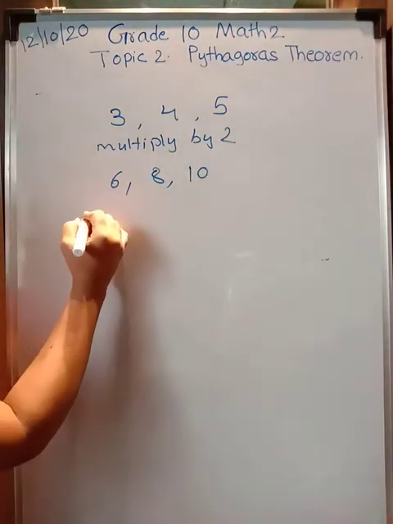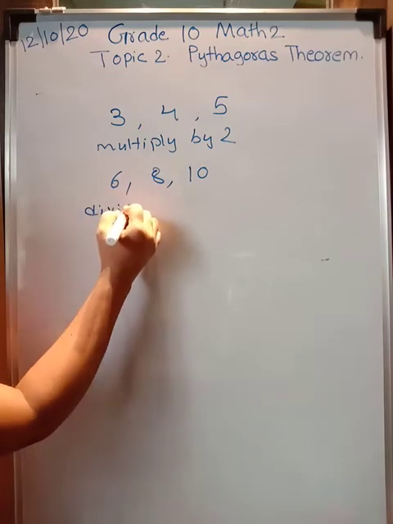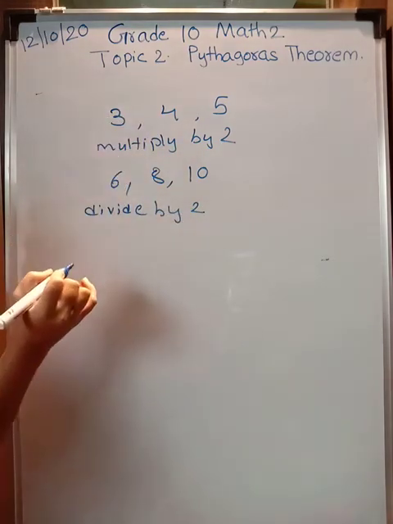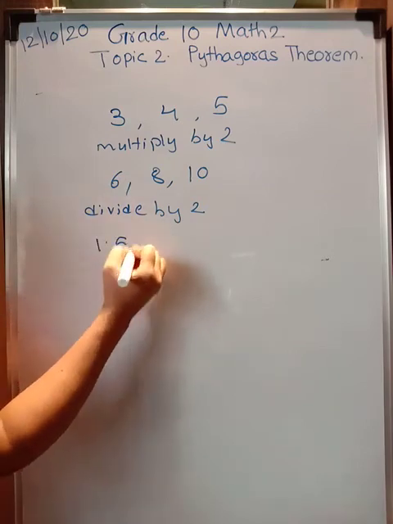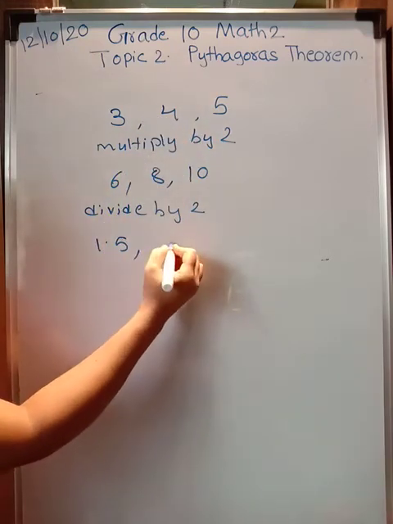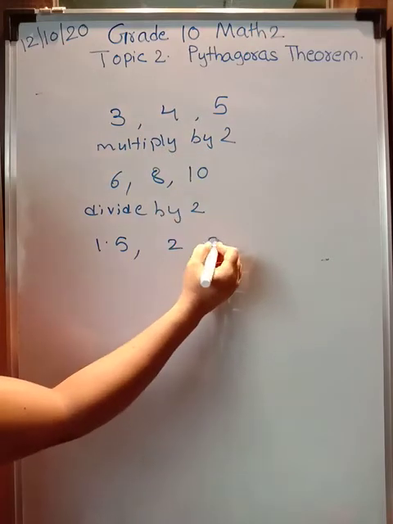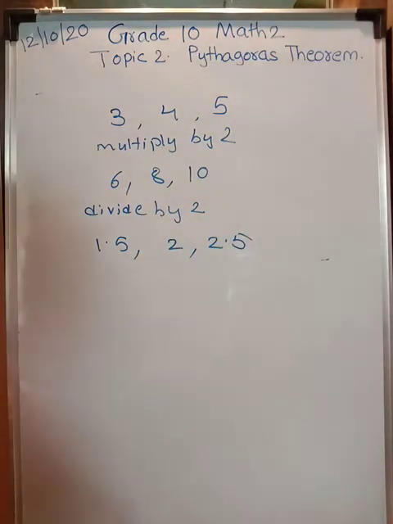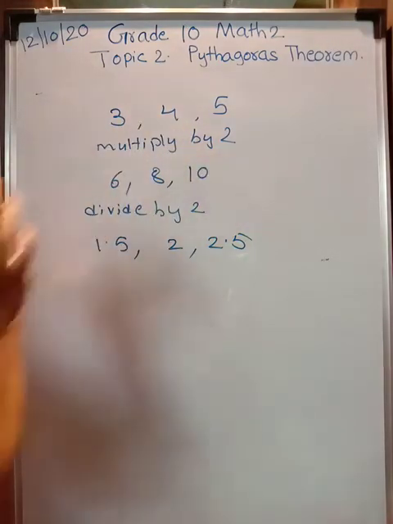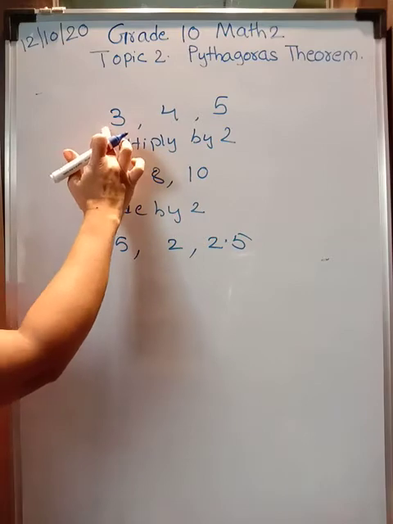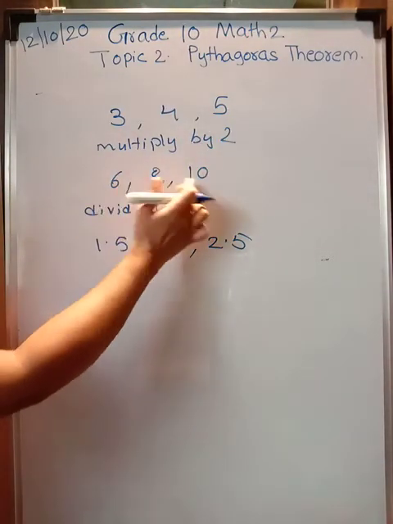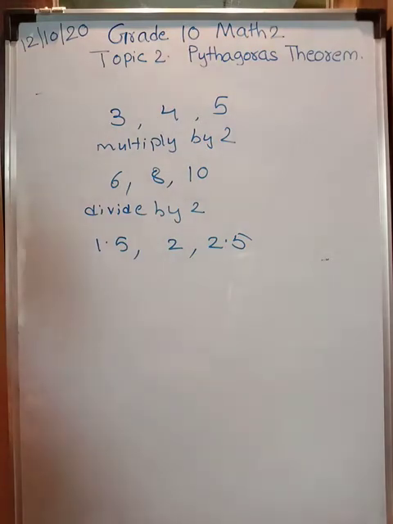Okay, now you divide by 2. 3 divided by 2 means half is 1.5. Half of 4 is 2 and half of 5 is 2.5. This is also a Pythagorean triplet. That means, you write the first Pythagorean triplet and multiply it with any number of your choice. But with the same number you should be multiplying all the 3 numbers. Whatever 3 numbers you get, those are also a Pythagorean triplet.